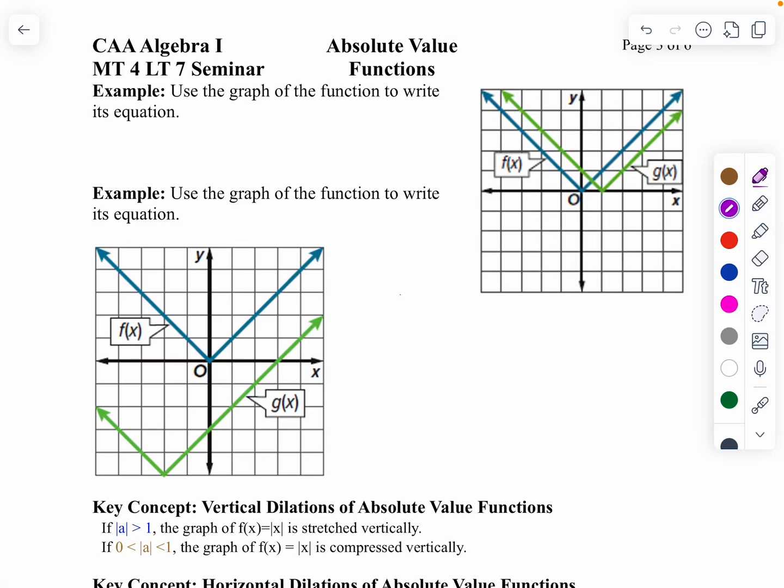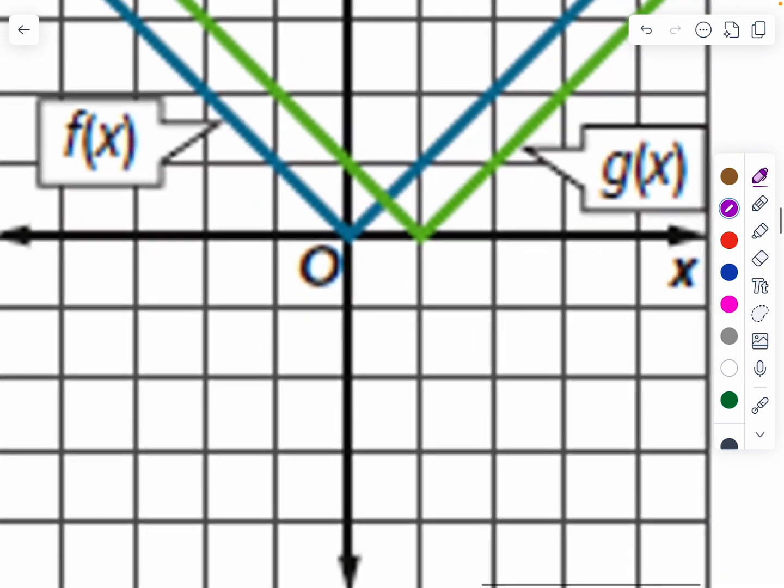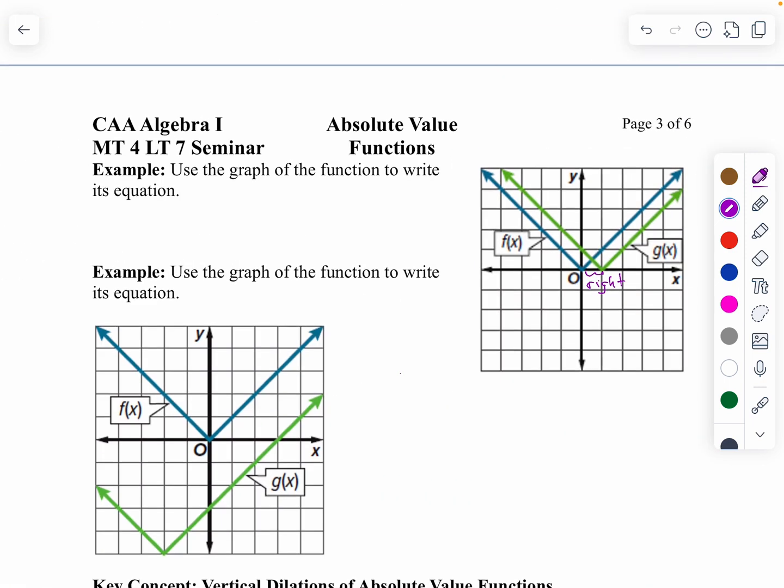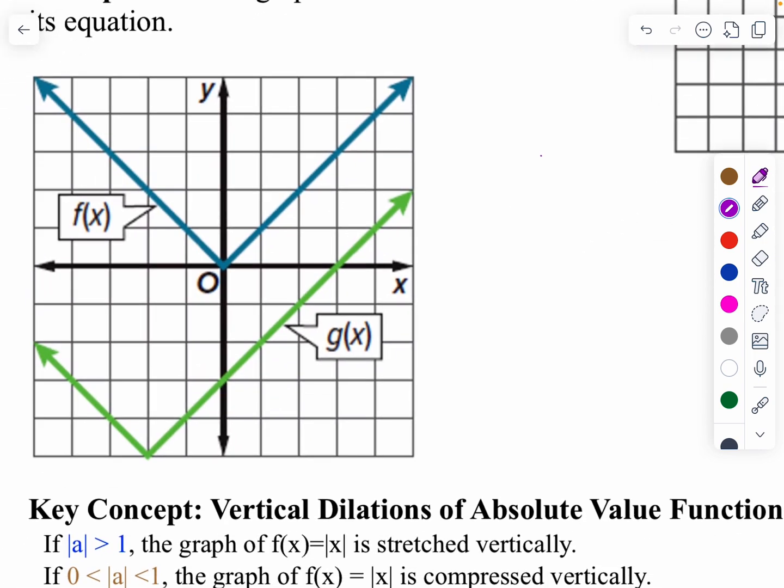We want to write the equation for our graph. Notice what changed in my vertex here. Well, it looks like I went to the right one. So remember, when we move to the right, that's our value of h. So we're going to say y equals the absolute value of x minus, because it's x minus h, and I went to the right one. So there we have it, and that's your answer.